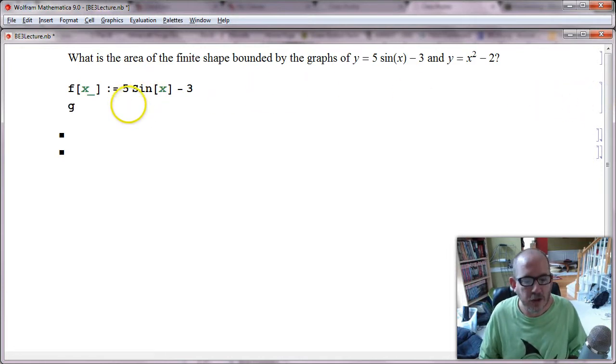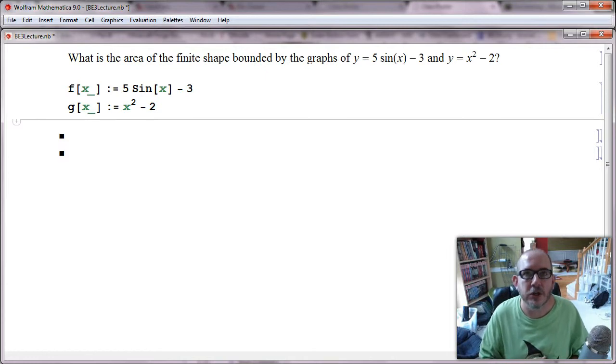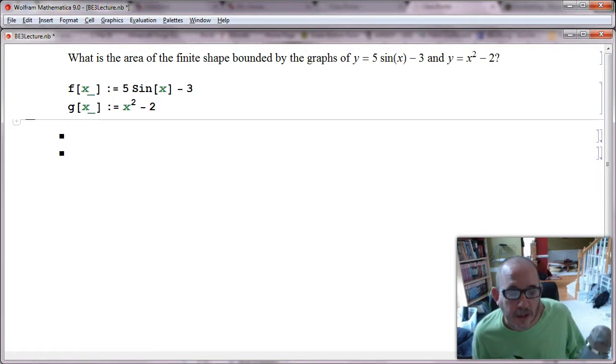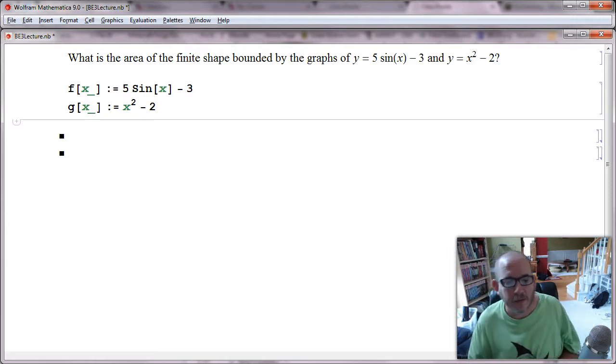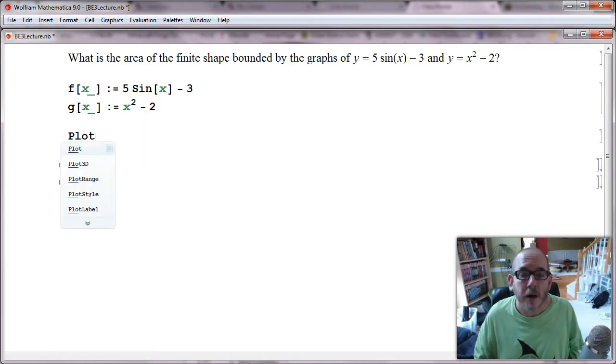So let's see, g of x. We use colon equals usually when we're defining a function. And that is x squared minus 2. And then I hit shift enter so that now the kernel, the thinking part, the computational part, not the part that we see, but the behind the scenes part, now has stored in it these current definitions of f and g. And if later I define f and g in another way, I would have to enter that cell. Okay?